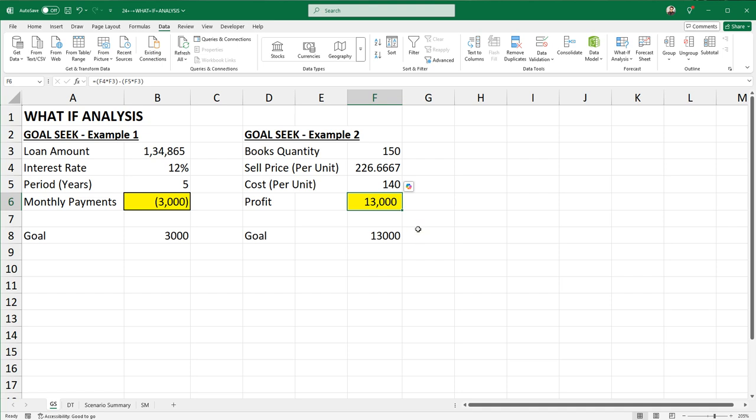So this is how you can use goal seek in your report or any kind of situation where you know your target, but you don't know how many guesses you need to perform on one variable. Okay. Thank you.